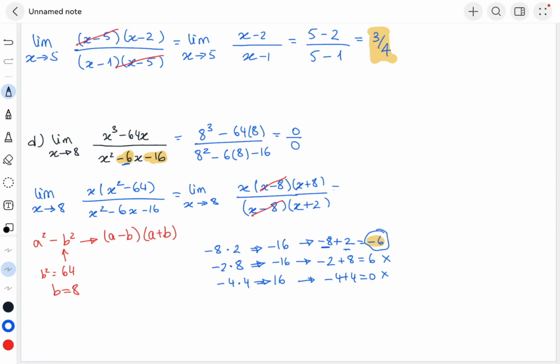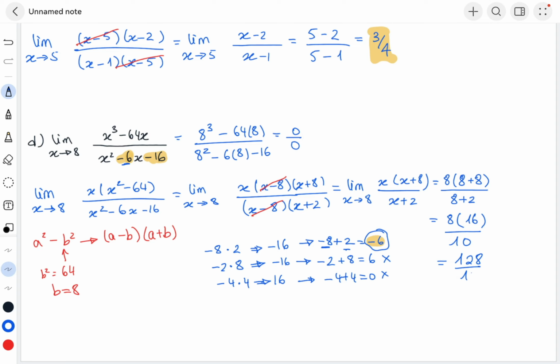So we'll be left with limit as x tends to 8 of x into x plus 8 over x plus 2. Since we cannot simplify anything, we just replace. We'll have 8 into 8 plus 8 over 8 plus 2, which will give us 8 into 16 over 10, which will give us 128 over 10 as our final answer.